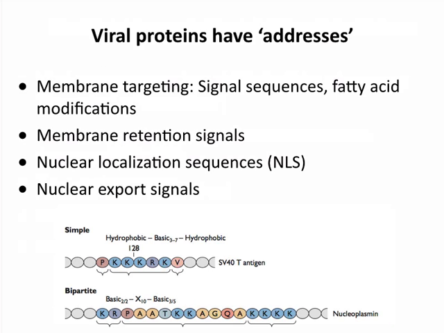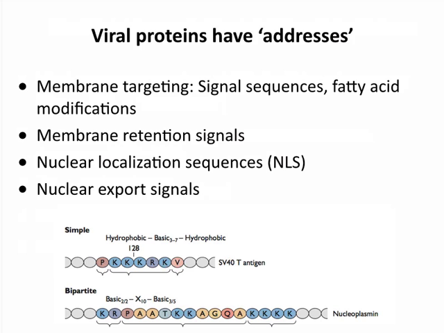Now, viral proteins need to get to the right places in the cell, whether it be for concentration or for assembly purposes. And to do so, they have addresses in them. And this is nothing unusual. Cellular proteins have addresses as well. And there are all sorts of addresses shown here. They're membrane targeting signals, like signal sequences. And as we'll see later, you can put a fatty acid onto a protein, and that will direct it to a membrane if the protein happens not to have a signal sequence. There are what we call membrane retention signals, signals that keep the protein in a membrane, nuclear localization signals, and nuclear export signals. And these are often pretty short amino acid sequences.